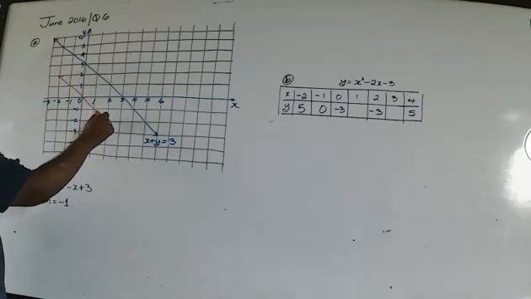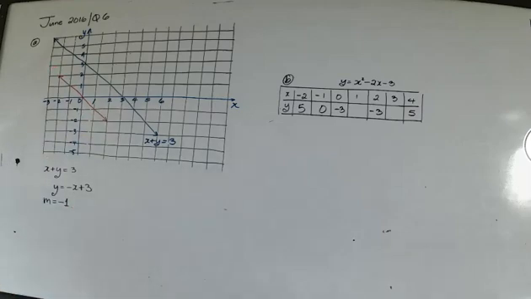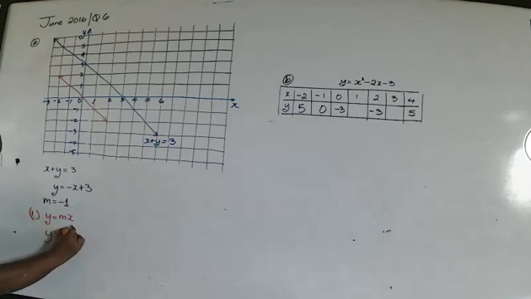The two lines are parallel, but this one passes through the origin. What do we know about parallel lines? Parallel lines have the same gradient. What do we know about a line that passes through the origin? All lines that pass through the origin are in this format: y is equal to mx. The only thing you need is the gradient. What is the gradient of this line? Minus 1. What would be the gradient of a line parallel to this line? Minus 1. The answer you're looking for is y is equal to minus x.